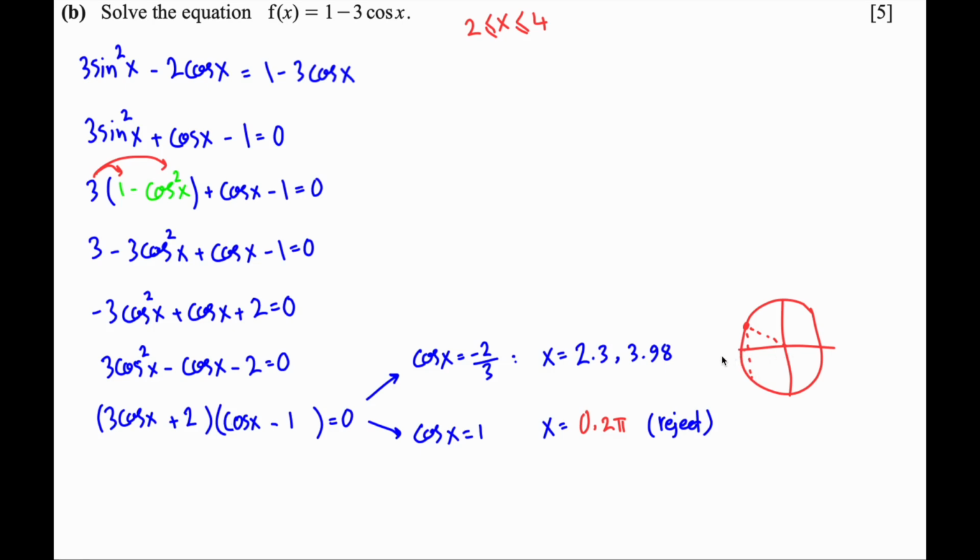And then if you pass pi, you get to the second angle. And both of them are acceptable since they fall within the domain.